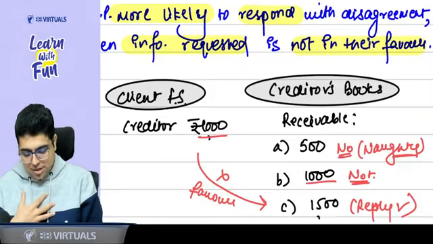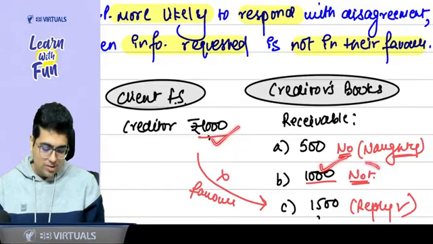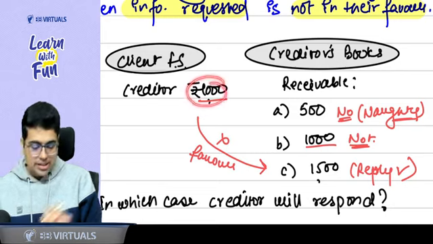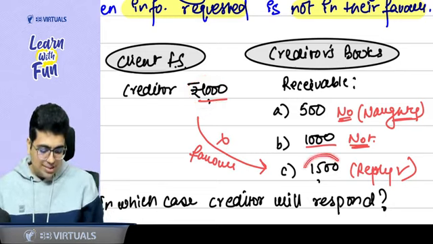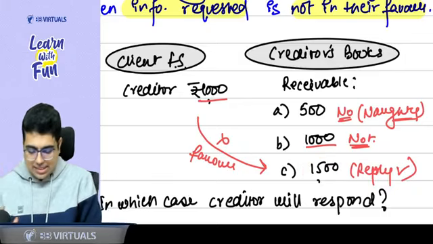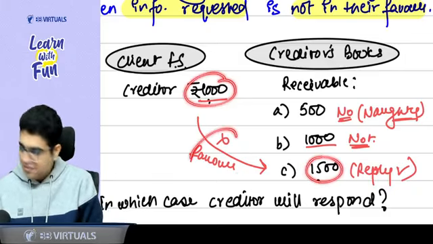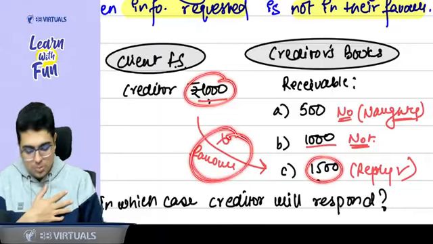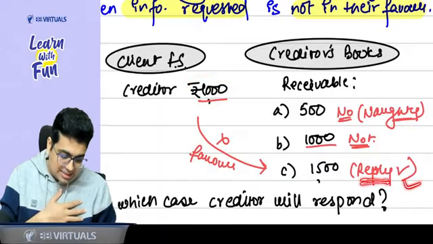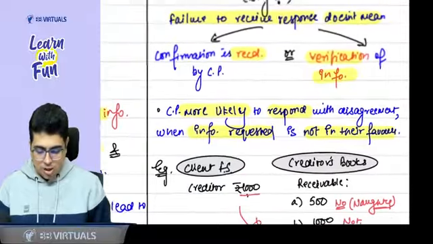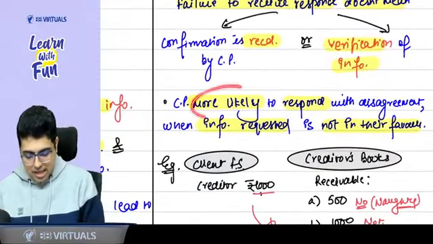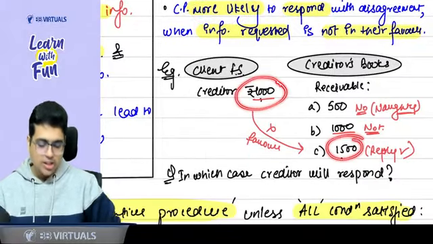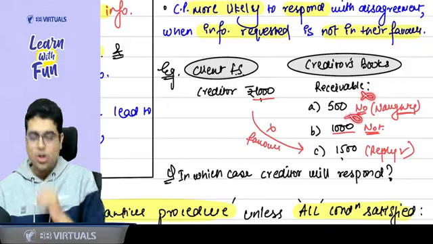Second case. In our books, it is 1000. In their books, it is 1000. Obviously, they will not reply. In our books, we say we have to pay 1000. In their books, they say we have to receive 1500. Can I say this 1000 rupees is not in their favor? Yes, this 1000 rupees is not in their favor. So in this case, these people will reply. So this is what they have written: confirming parties are more likely to respond when the information requested is not in their favor. Otherwise, they will not respond.